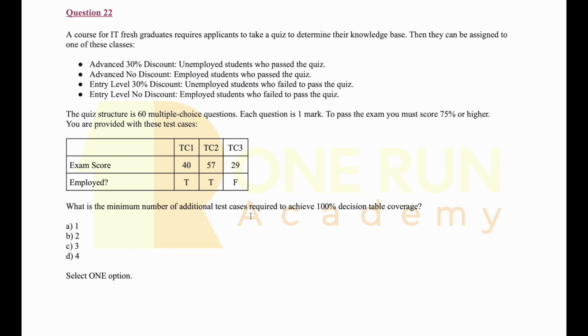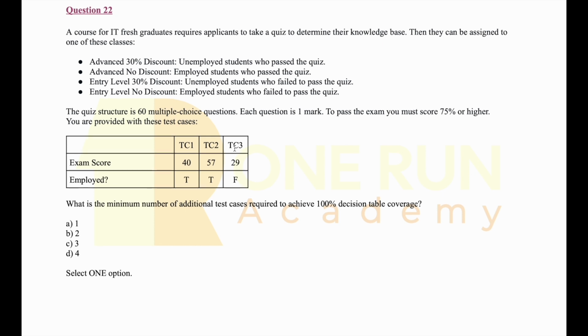Then we are provided with a table of 3 test cases. We are required to figure out the minimum number of additional test cases required to achieve 100% decision table coverage. So our options to choose from are 1, 2, 3, and 4. To answer this question, we must first calculate the exam's passing score, which is 75% out of 60 marks, this is 40 marks.